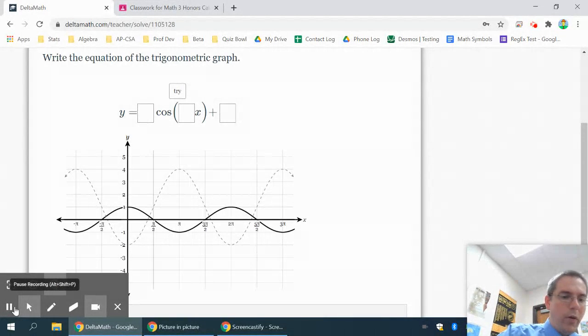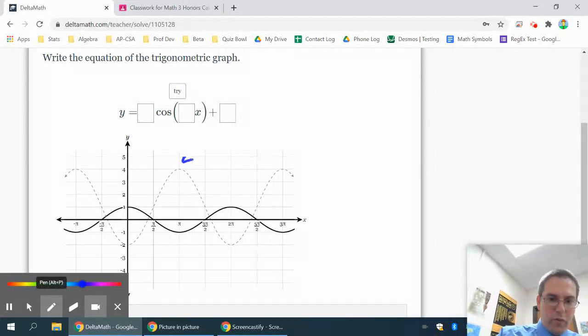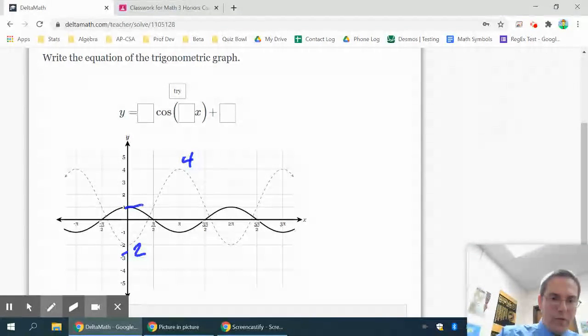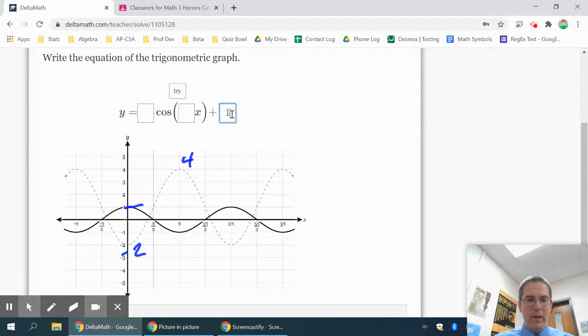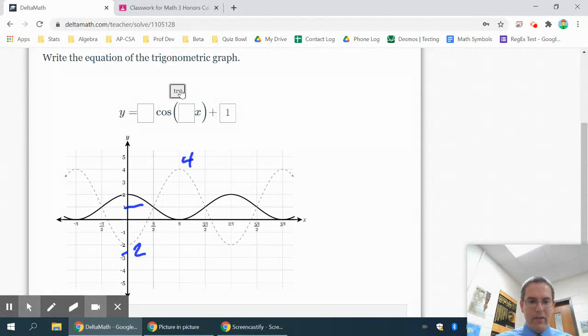Okay, we're always going to start by adjusting for my midline. So this goes from 4 to -2. The number in the middle of that is 1. So the first thing I need to do is adjust this graph so it has a midline of 1. So I'm going to put a 1 there. I'm just going to go ahead and try. And it looks like, hey, that's balanced. It's in the middle the way it should be.